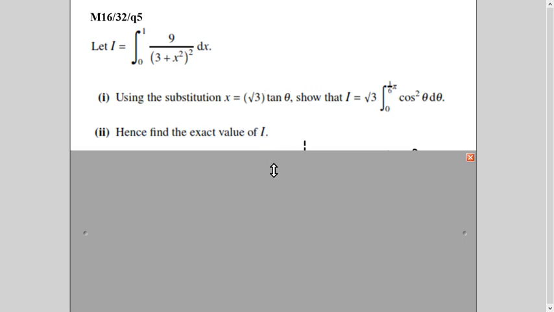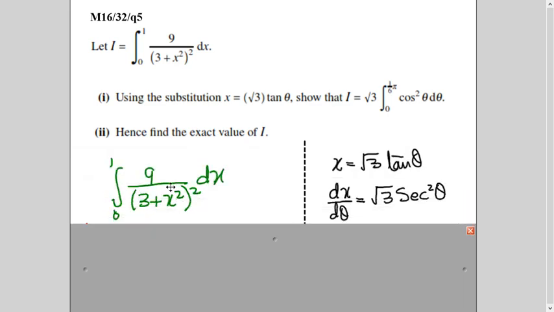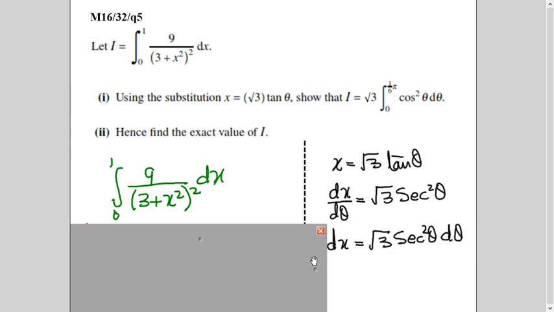So let's begin with this. Now this is the question given to you, and x equals root 3 tan theta is the substitution. This you will use to change the x variable into the theta variable. So now you will differentiate it first of all, and then applying the separating the variable concept, you are separating dx. So it will become root 3 sec squared theta d theta.